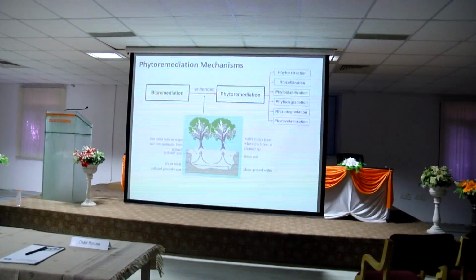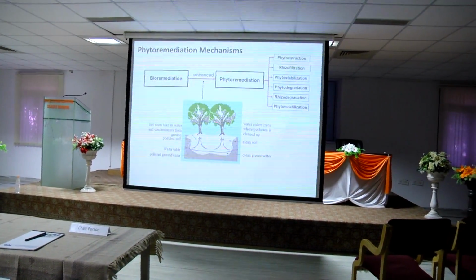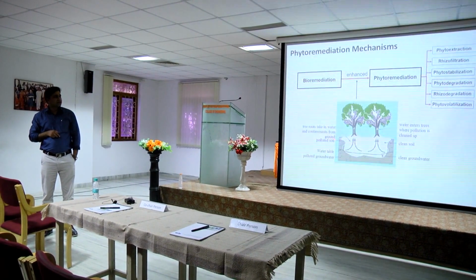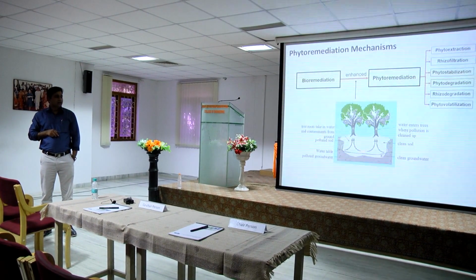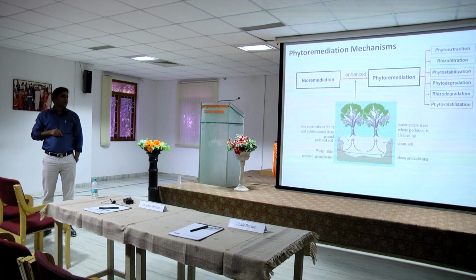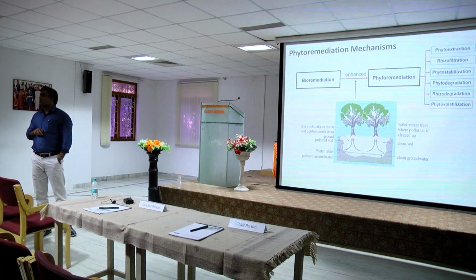So this is the process by which plants are going to increase the bioremediation rate in different ways, which I told you: the contaminants are taken up by them, the oxygen availability is increased, and the root exudates are released into the root zone. All these together are going to affect the bioremediation rate positively, and we can clean up the polluted natural resources at a faster rate.